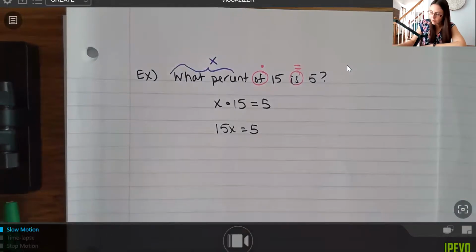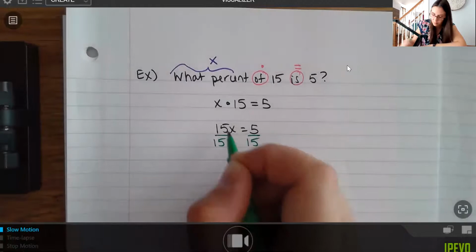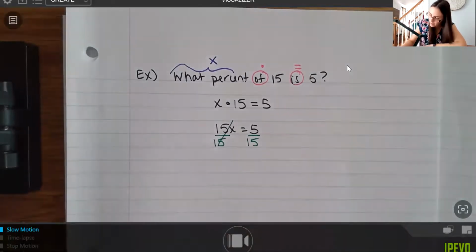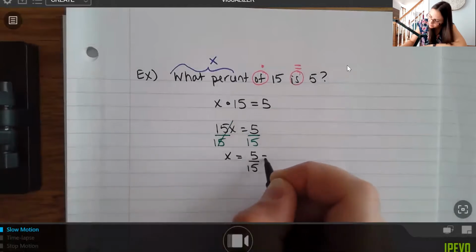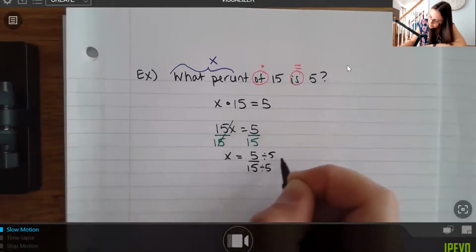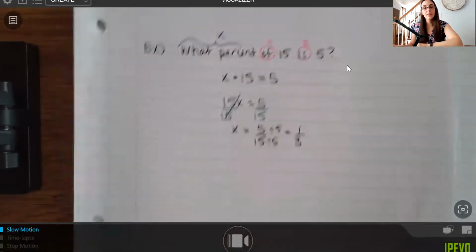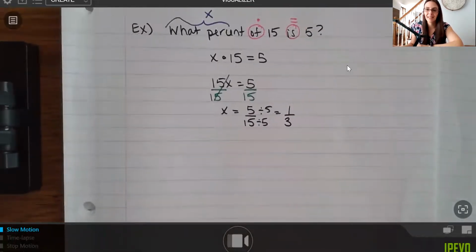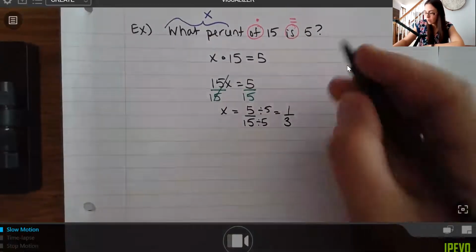So I'm going to go ahead and solve here. I divide both sides by 15, excuse me. And I have x equals 5 over 15. And if I want to simplify this, I get 1/3. Now, you want to be really careful here. We haven't seen one of these yet. Notice that I'm solving for the percent. So, important note here.